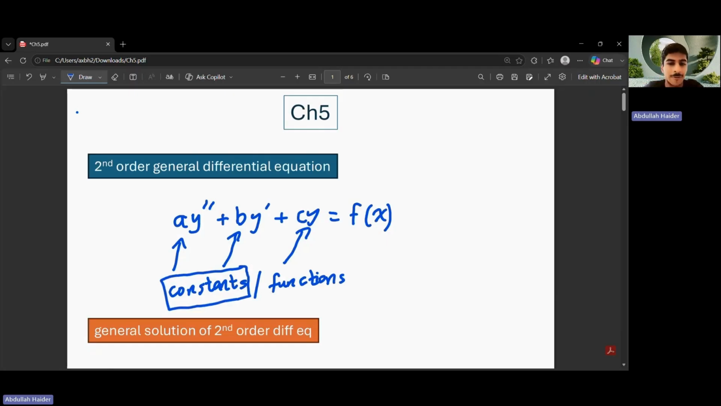For the functions you usually use the Cauchy-Euler method. However, I believe this is not covered in the material for this semester and the last semester. I'm not sure about this semester, but for now we will not be covering the Cauchy-Euler method, which is for when the coefficients are functions. For the sake of this video, we'll be considering constant numbers for this differential equation.